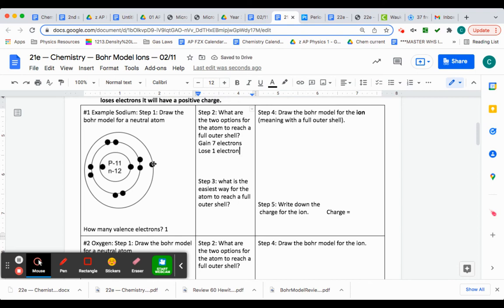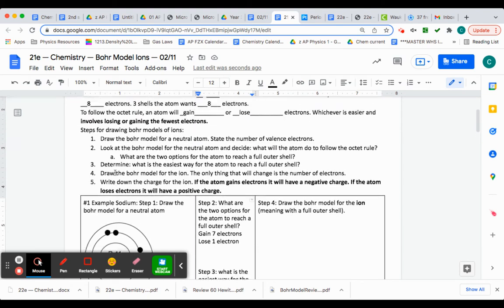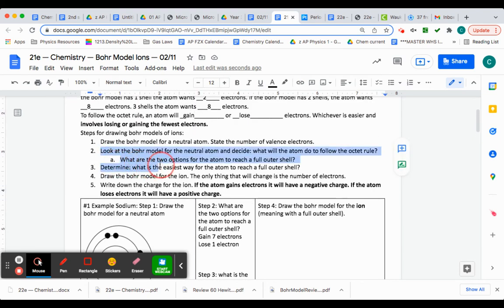If you lost 1, then that outer shell is like empty. So the new outermost shell is full. So hopefully that makes sense. So what is the easiest way for the atom to reach a full outer shell? It's whatever number is less. So obviously one electron, that's just one thing that needs to change. So that's a whole lot easier than gaining 7. So that is step 2 and 3. Oh, I didn't read it, but they do say that up here.